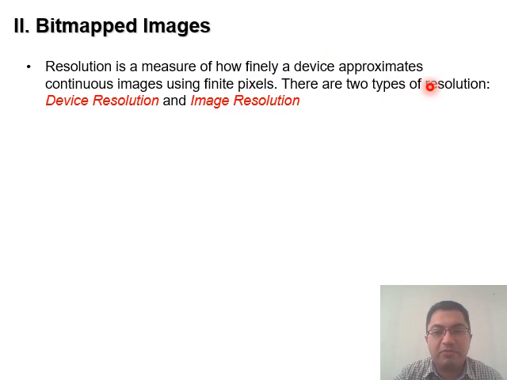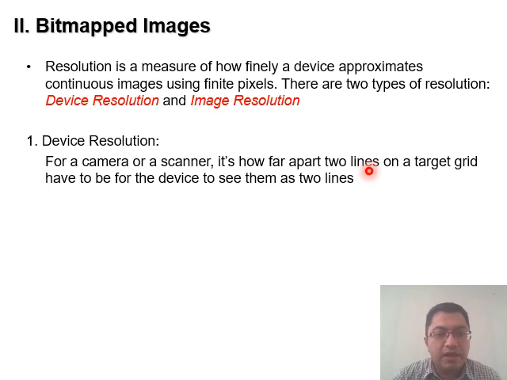In fact, there are two types of resolutions that we want to talk about. There is the device resolution and the image resolution. So what's the difference between the two? The device resolution is for a camera or even for a scanner. It's how far apart two lines on a target grid have to be for the device to see them as two lines. So imagine you're taking a picture with a camera. How far apart two lines have to be from each other in order for the camera to be able to detect that these are two separate lines. Same thing for the scanners.